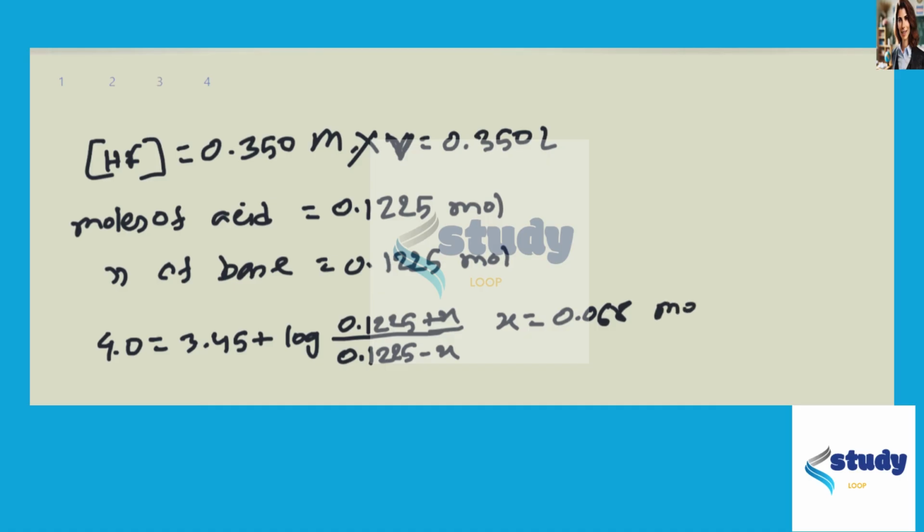0.068 mole. So this is our mole of sodium hydroxide for the second case, where our acid and base concentration is 0.350 molar.